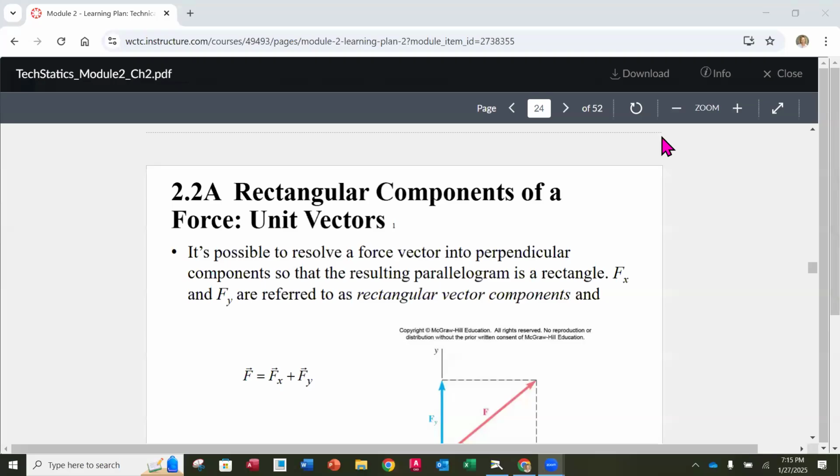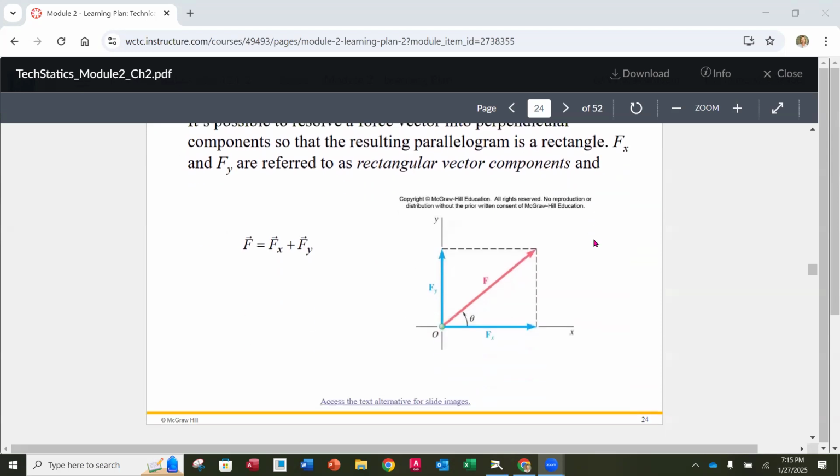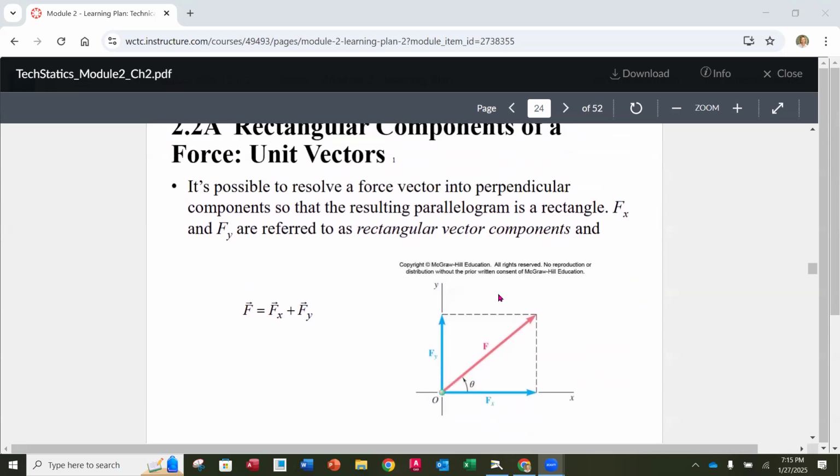Cody's computer. Okay, so now we're going to move on to our next section, which is 2.2. And we're going to be talking about rectangular components of a force. We're going to actually go in kind of the opposite direction. We're going to go from a force that's not on the X or Y axis, and we're going to break it into its components. Okay, so in this case, we're going to look at a force.